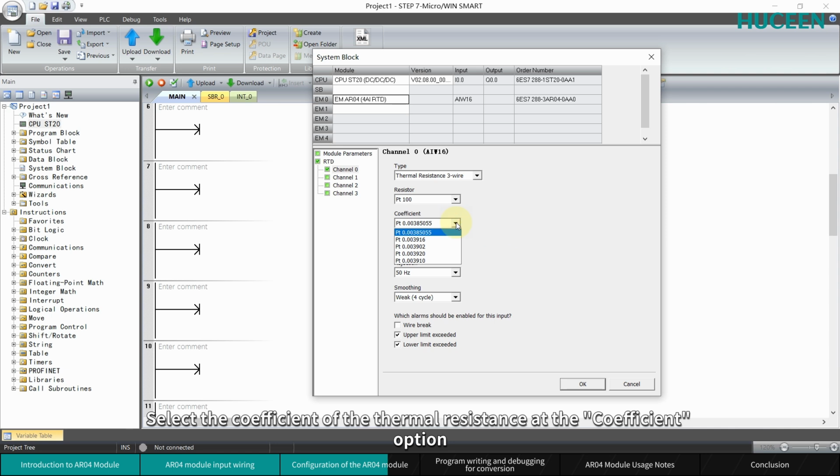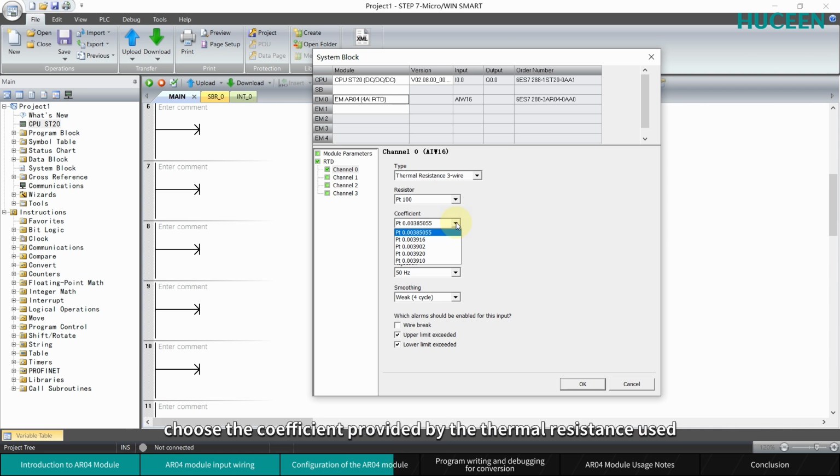Select the coefficient of the thermal resistance at the coefficient option. Choose the coefficient provided by the thermal resistance used. In the scale option, you can select Celsius or Fahrenheit. Here, the default Celsius is selected without modification. Other parameters can be set according to the default.